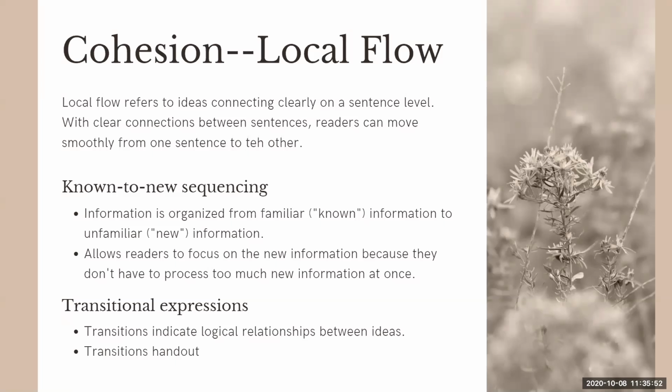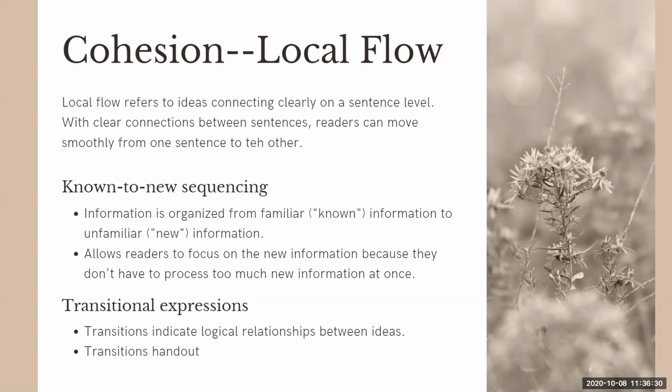So global flow, or coherence, is only one of the types of flows that occur in an essay. We also have cohesion, which is local flow, which refers to ideas connecting clearly on a sentence level. With clearer connections between sentences, readers can move smoothly from one sentence to the other without having to go back and forth and try to reread something in order to understand it. So you're really trying to make sure that your sentences move smoothly to one another.